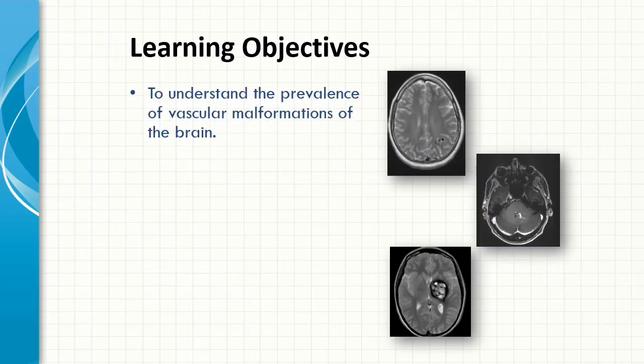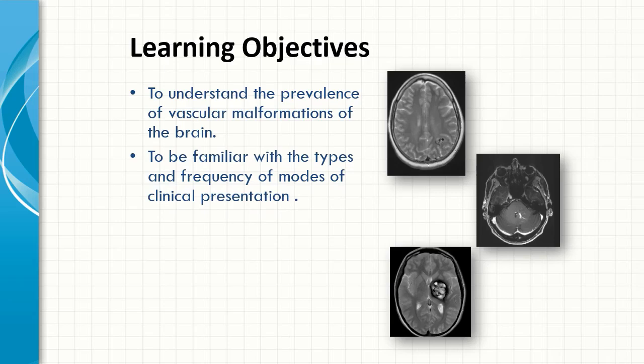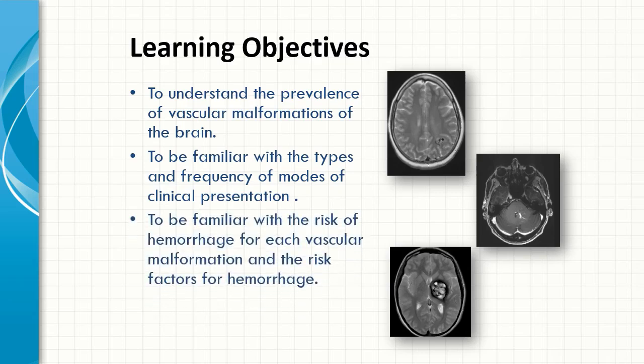The objectives of this lecture are to understand the prevalence of each type of vascular malformation of the brain, to be familiar with the modes of clinical presentation in individual vascular malformations, and be familiar with the risk of hemorrhage for each vascular malformation and what the risk factors might be.